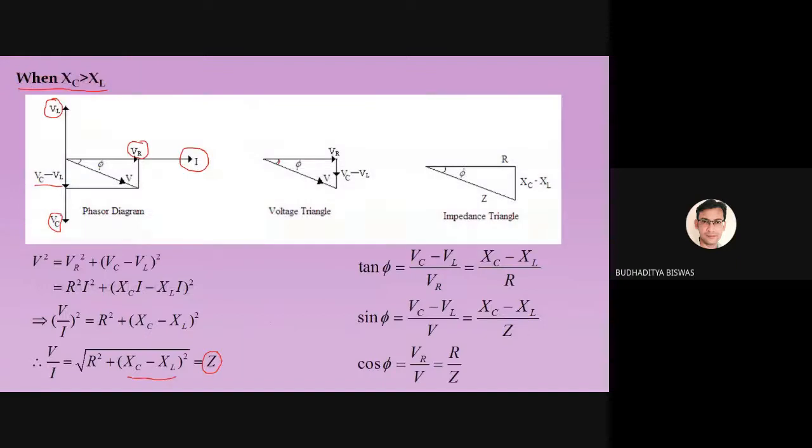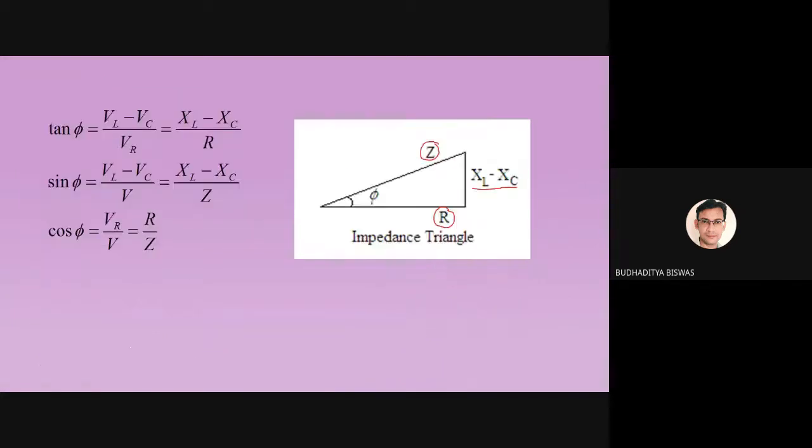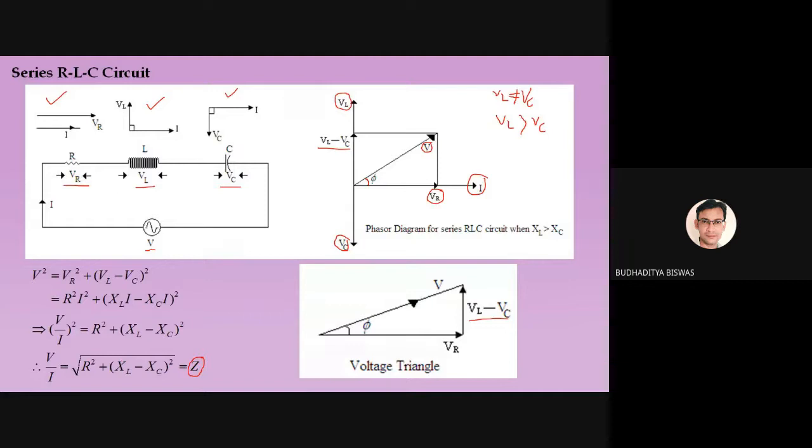Okay. Now one thing I would like to mention: what will be the general formula for the impedance of an RLC circuit? Because if I just tell you it is an RLC circuit, you are not able to tell which one is more: the voltage across the inductor, or whether the inductive reactance is more, or the capacitive reactance is more. So what will be the general formula for Z? Because we have two formulas, one is this one, another is this one. So which one should we take?